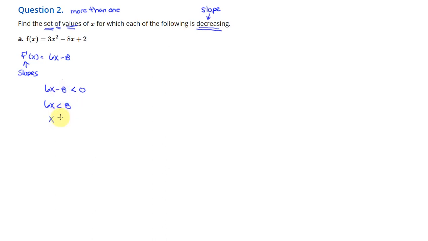So now all I've got to do is solve for x. And x is going to be less than 4/3. So whenever x is less than 4/3, the slope of this function is going to be negative, or decreasing.